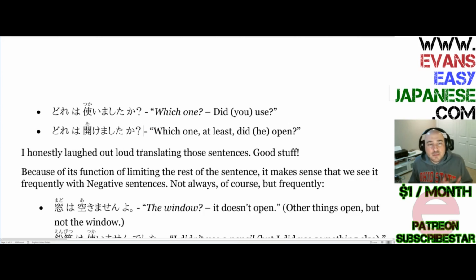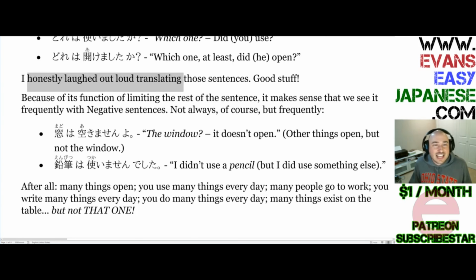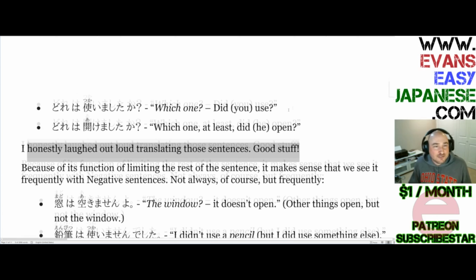It's mind-bendingly impossible to translate this. Which one, at least, did he open? Which one did you use? Which one did you use? These, when you write them out, they look like they mean something, but when you say them out loud, they don't sound right at all. I honestly laughed out loud. Yeah, that's right. I actually did laugh trying to translate these.